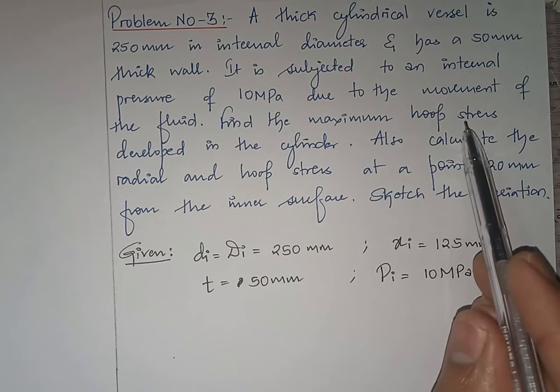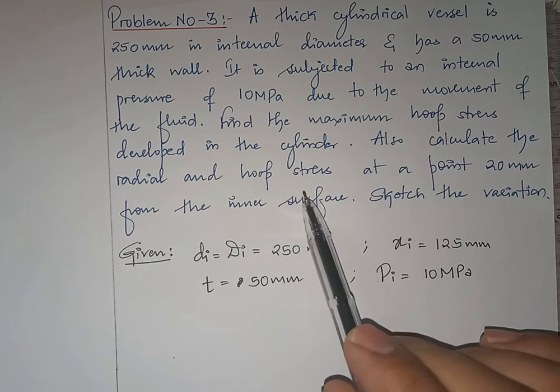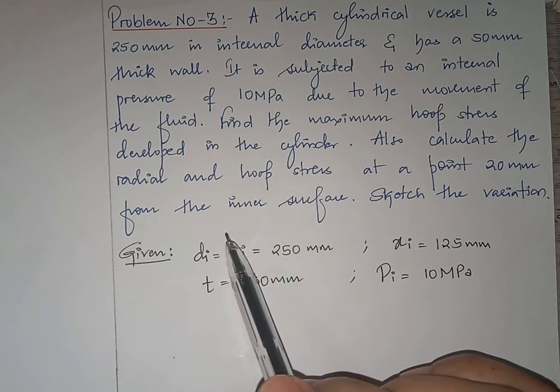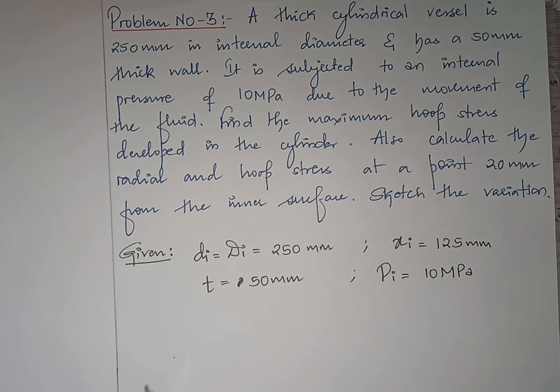Find the maximum hoop stress developed in the cylinder. Also calculate the radial and hoop stress at a point 20 mm from the inner surface. Fine, so this was the given data. Now let me start with the solution part.